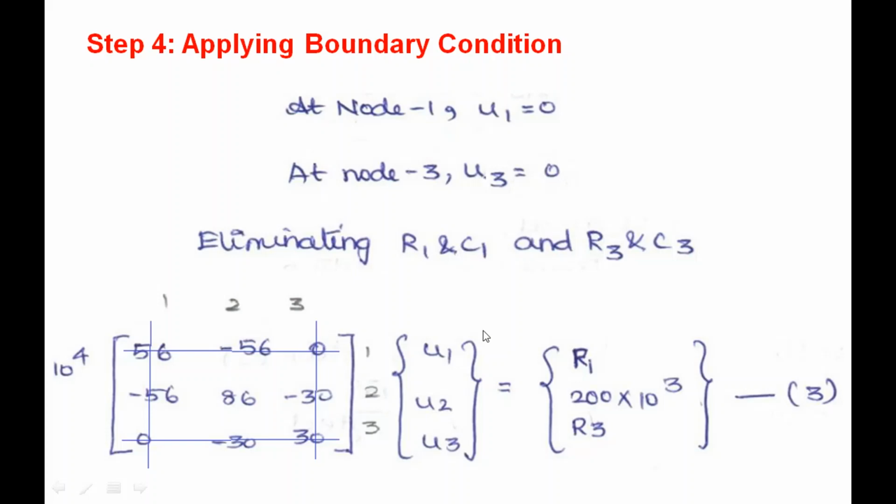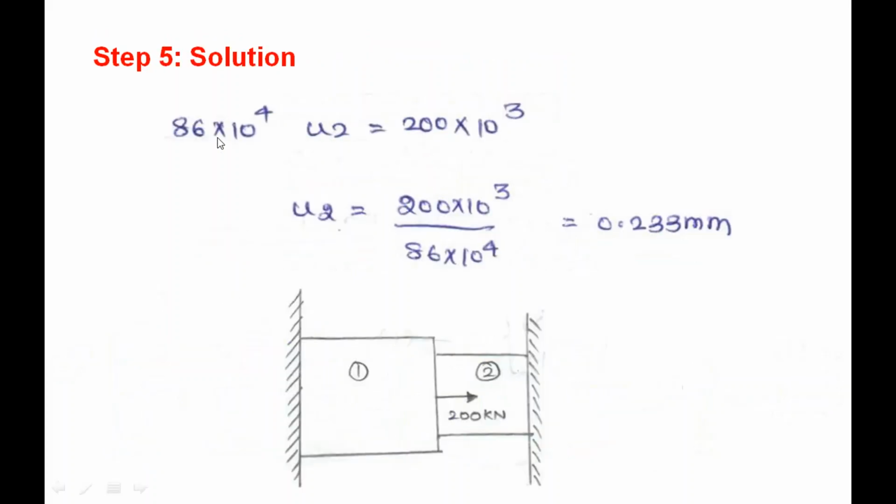Since both ends are fixed, we are getting a very simple problem. When you solve 86 into 10 power 4 u2 equal to 200 into 10 power 3, we get u2 as 0.233 mm. The 0.233 mm is a positive value. We can easily check the direction of the load. This is 200 kN acting left to right. The displacement also will be in this direction, that is the positive direction. So u1 is 0, u3 is 0, and u2 is positive 0.233 mm. This is the direct solution obtained.